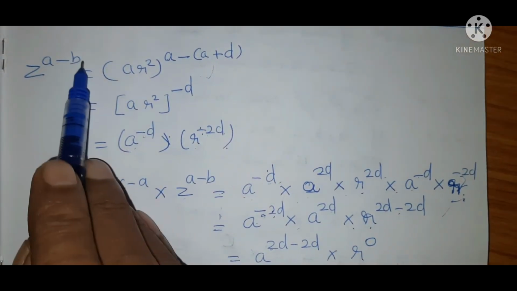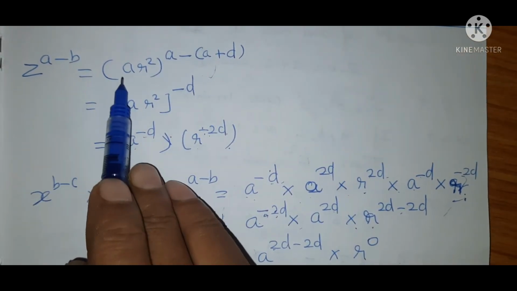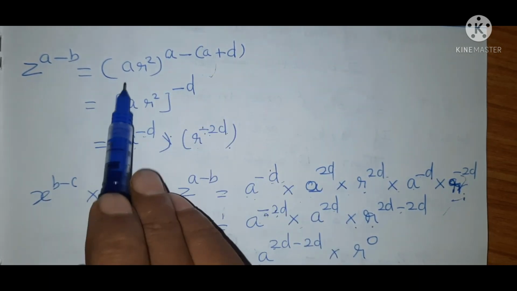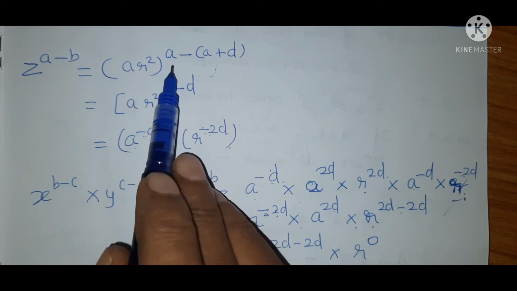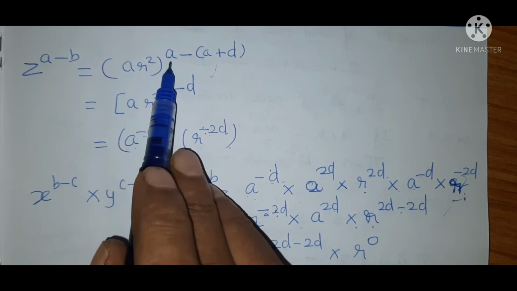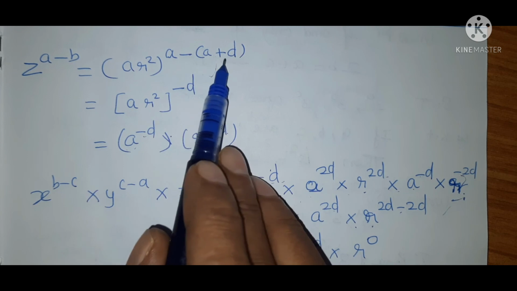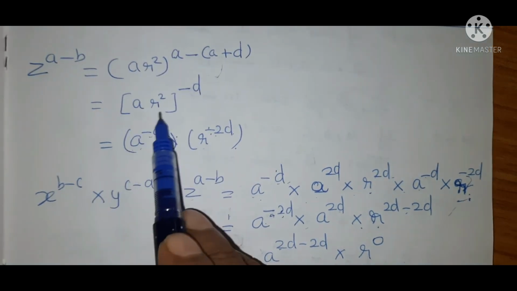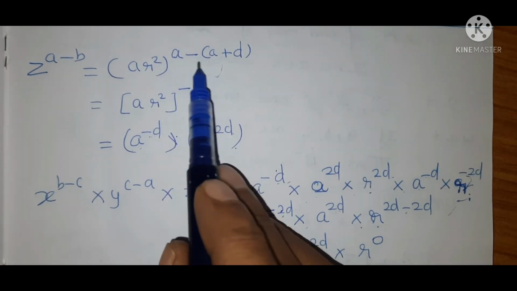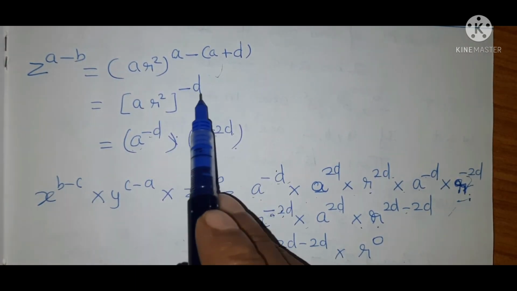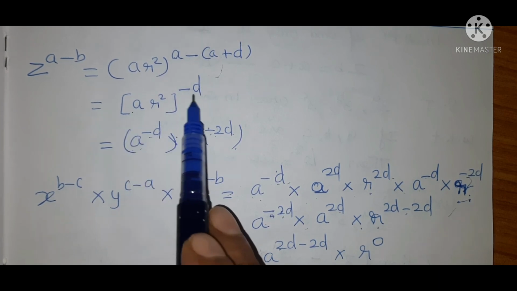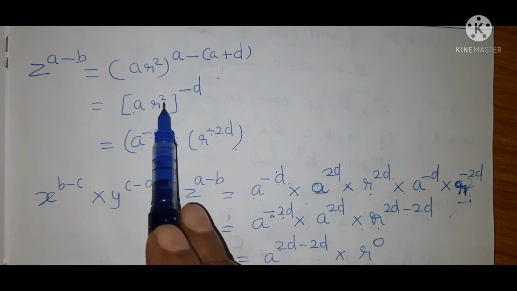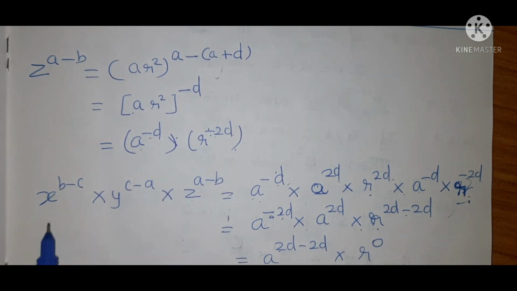z power a minus b: z is ar square, a is a, b is a plus d. ar square power a minus a plus d, we get ar square power minus d. a cancel, minus into plus d minus d. a power minus d into r power minus 2d, 2 into minus d is minus 2d.